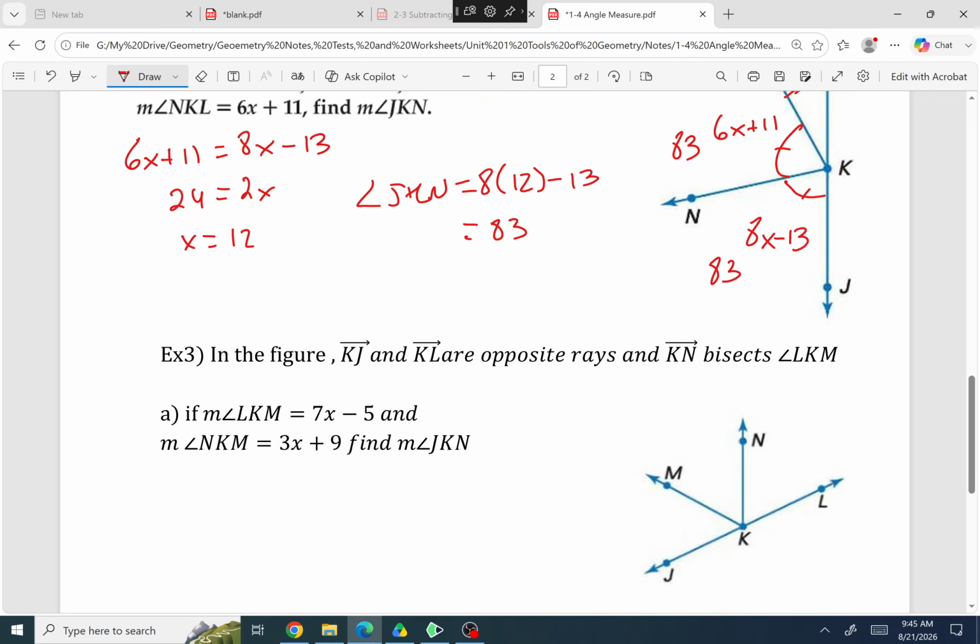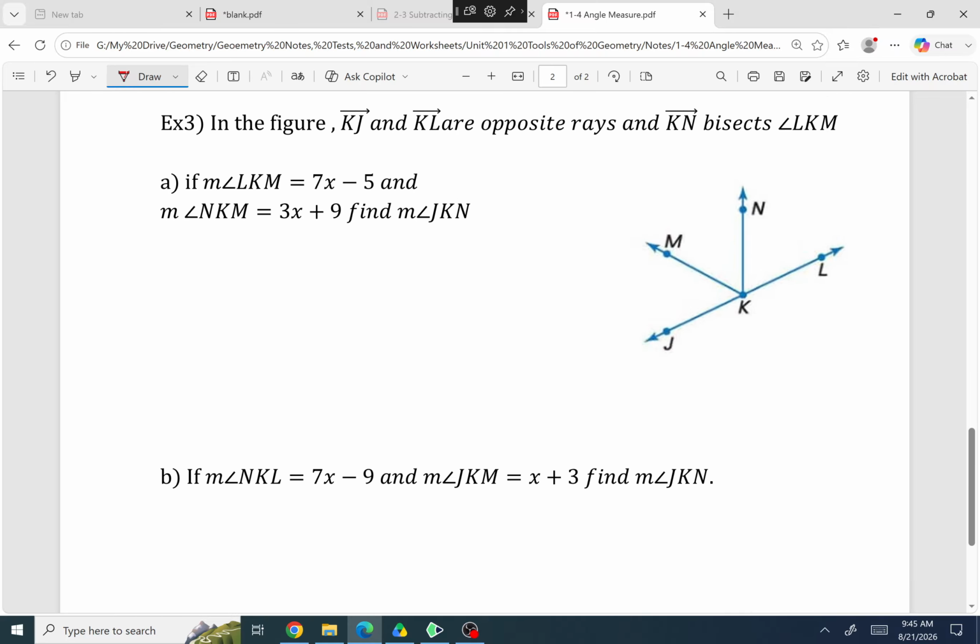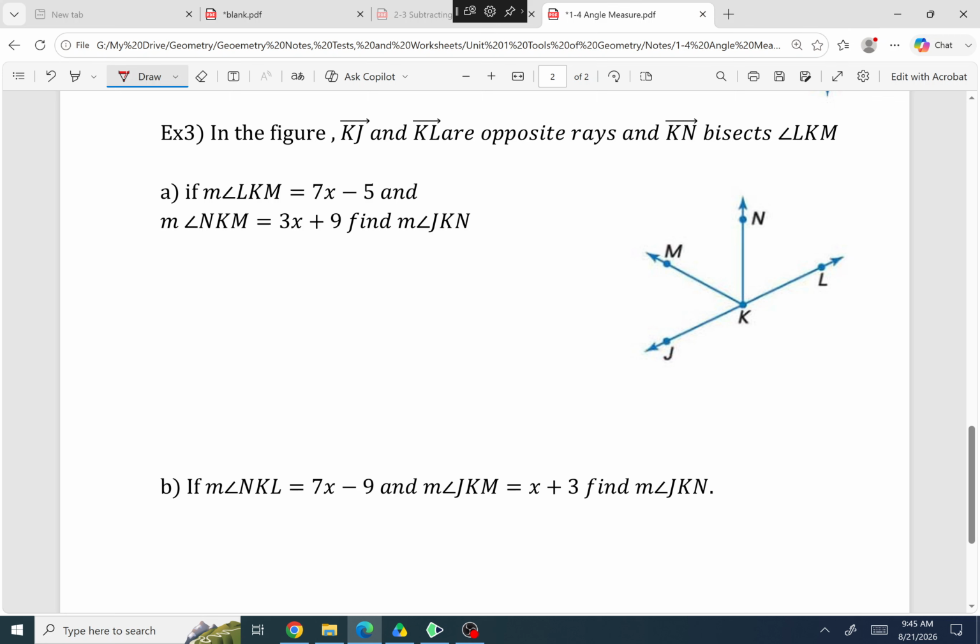Okay, all right. Let's try it again. Example 3. Let's see, LKM and NKM. Find JKN. All right, what do I know? KJ and KL are opposite rays, obvious. KN what? Bisects what? LKM.